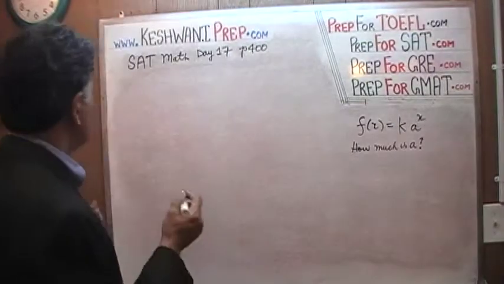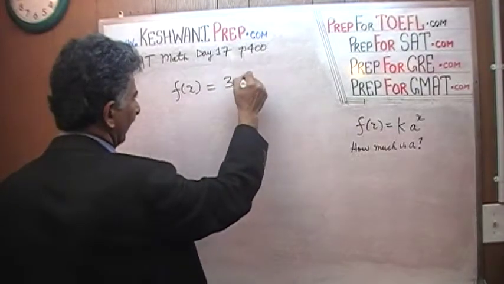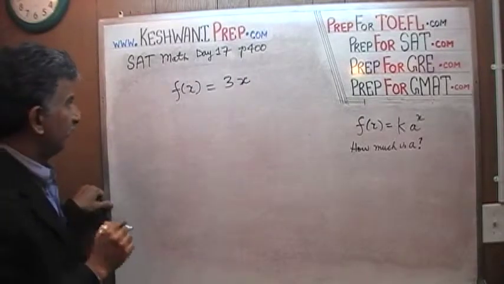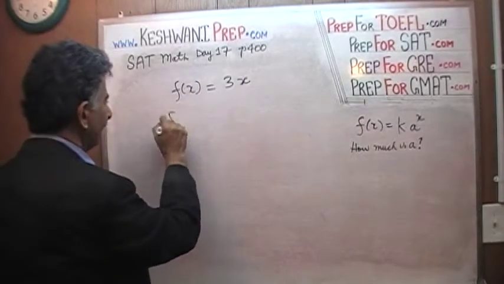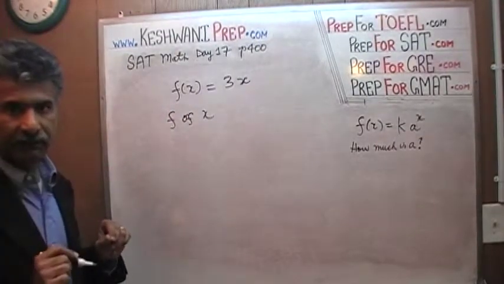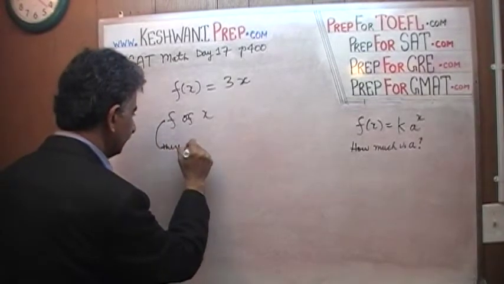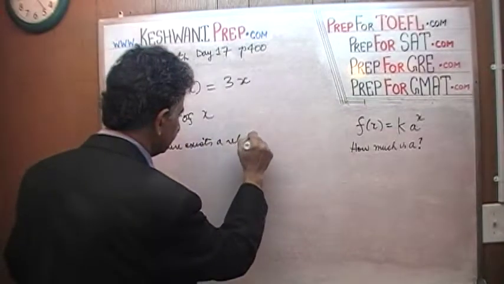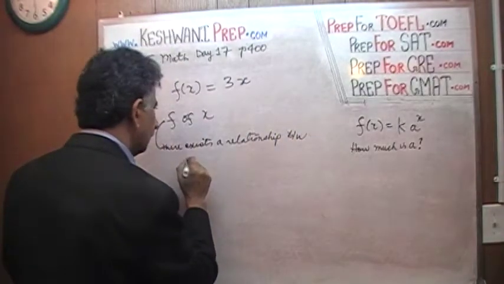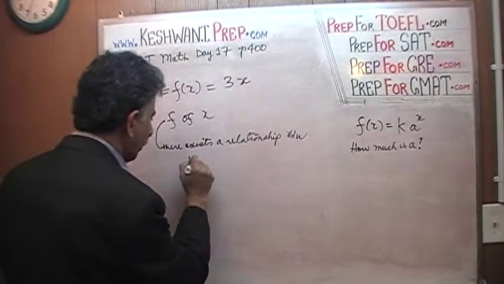For example, if I give you a simple function, f of x equals 3 times x. Let's start from the very basics. We're going to do the problem in a second. First of all, this thing is read as f of x. What does it mean? It means there exists a relationship between, let's give it a variable, let's call this variable y, and x.